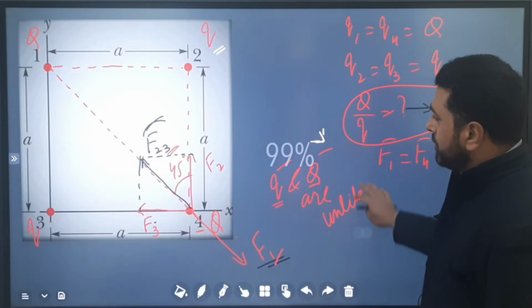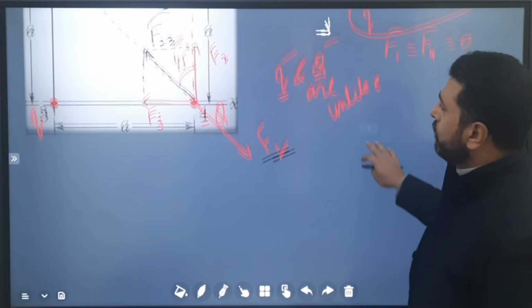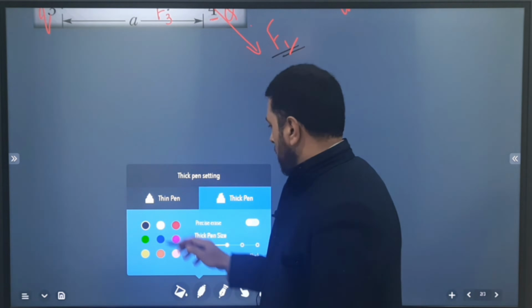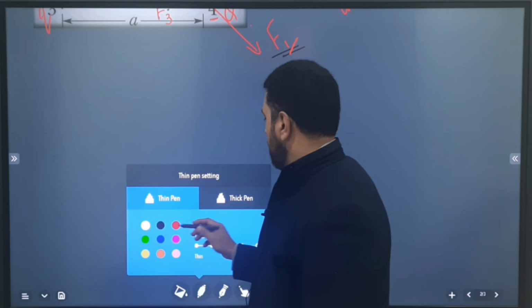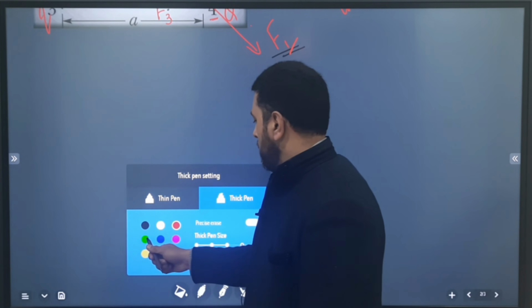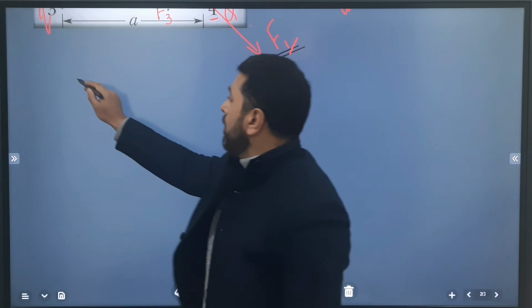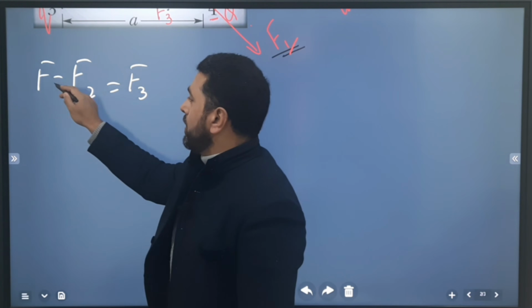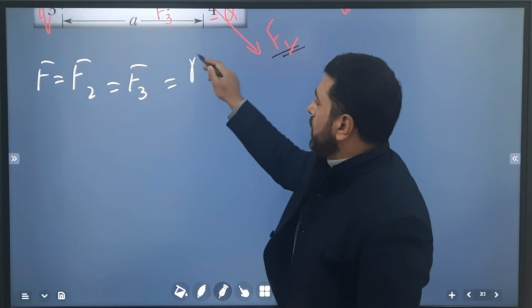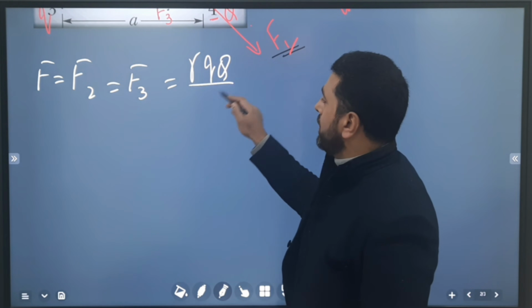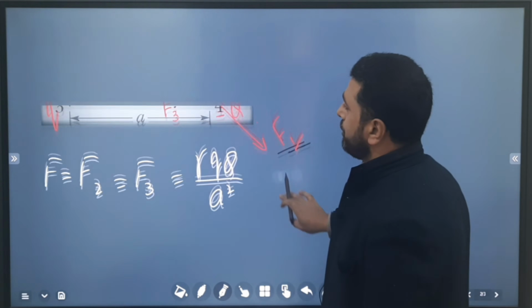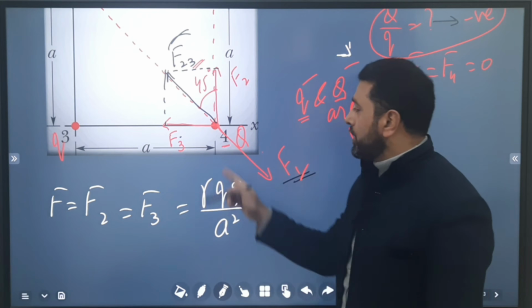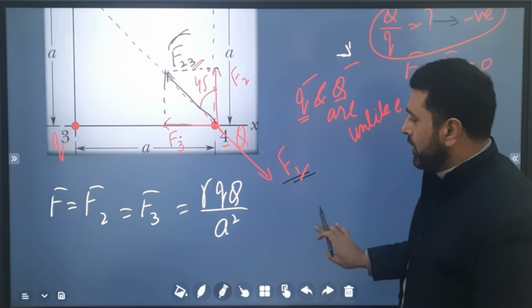So now, let's see. We'll first find out F2 and F3. Write down here. F2 is the same as F3. Let's call both of them F, which is equal to gamma Qq divided by a square. For Q1, we have small q, for Q2, we have capital Q, and the distance between them is a.